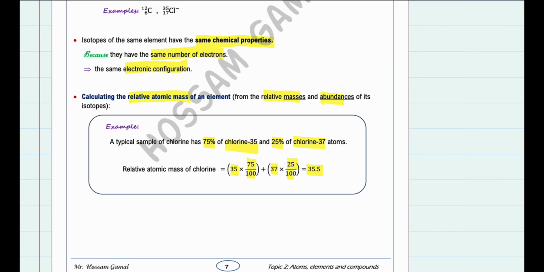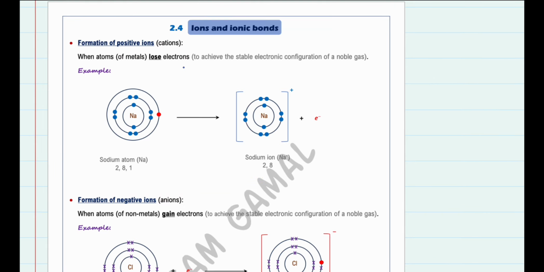That is the mass that we write in the periodic table. So in the periodic table, we never write one of the 2 isotopes, we just write the average between them. Ions are atoms that have lost or gained electrons.